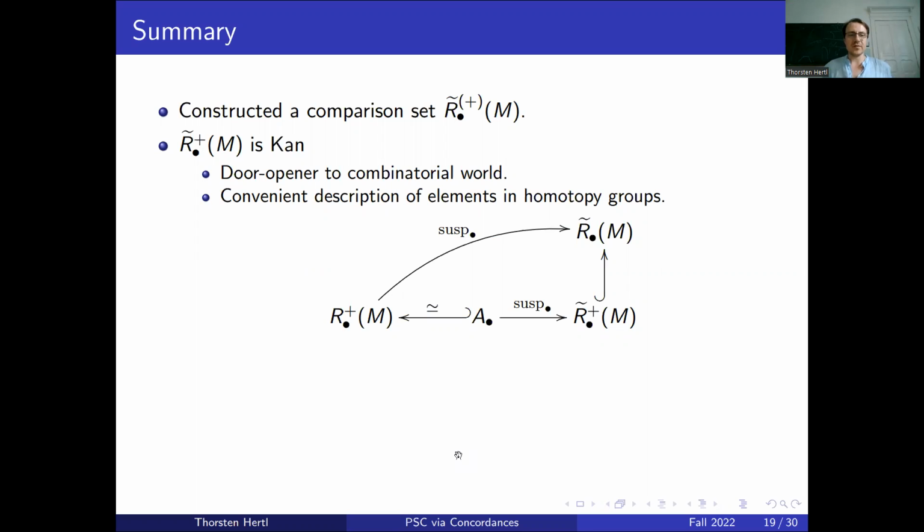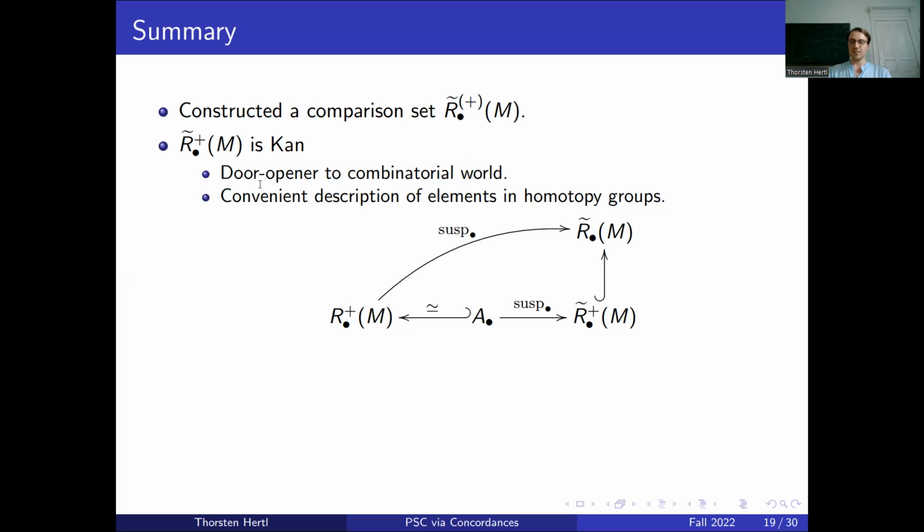Hello and welcome to the second part of my talk on positive scalar curvature from a concordance viewpoint. In the last talk, I have shown you the construction of a comparison set for the space of all PSC metrics. And the nice thing about this comparison set is that it only encodes concordance information of Riemannian metrics within its homotopy type.